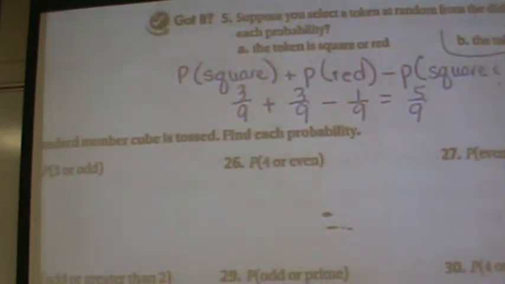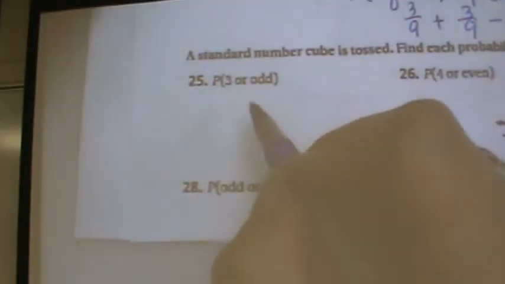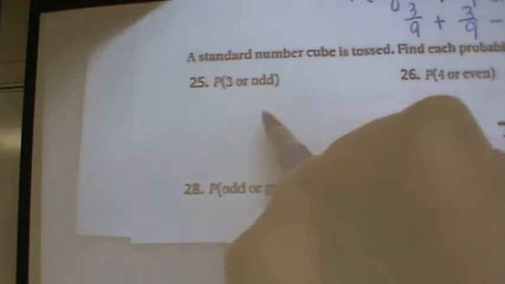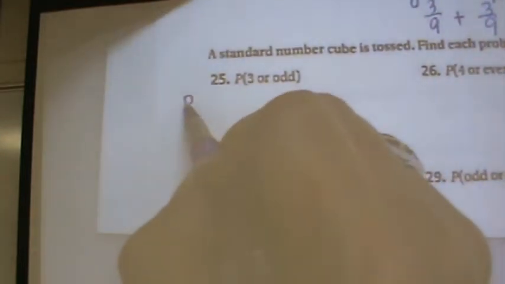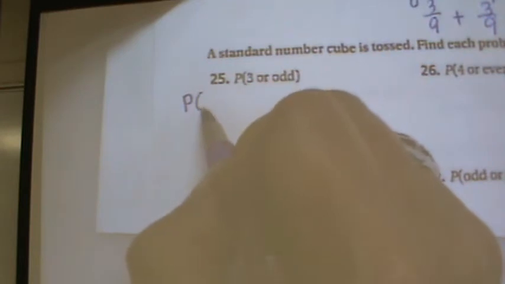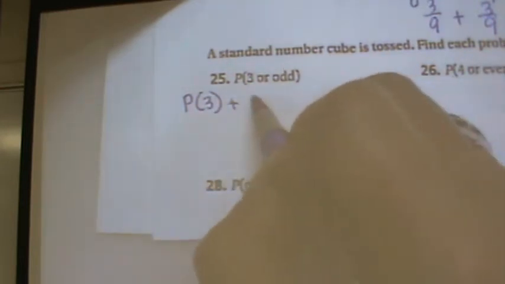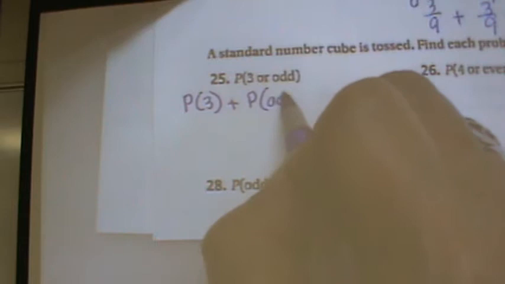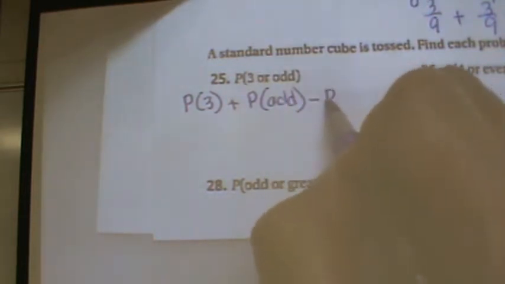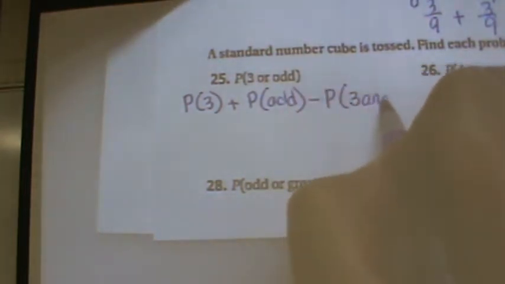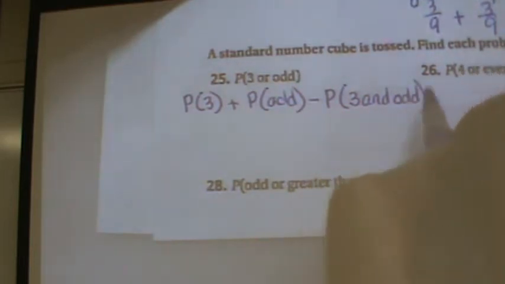these ones, you're rolling a number cube. A standard number cube is tossed. Find the probability that you, and these are not mutually exclusive, because you can be a 3 and an odd. So I want to know what's the probability of getting a 3 or an odd. So you do the probability of a 3 plus the probability of an odd minus the probability of 3 and odd.